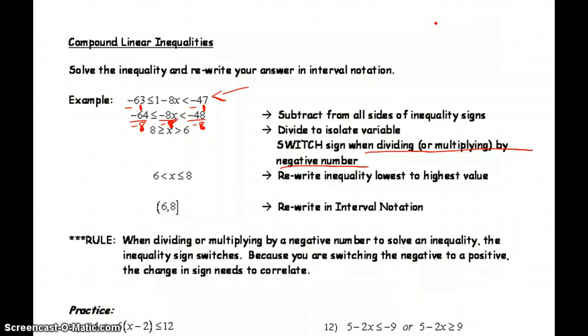So 8 greater than or equal to x greater than 6 is equivalent to 6 is less than x is less than or equal to 8. Because your starting boundary is at 6, but there's no equal sign, it starts with a parenthesis. Your ending boundary is 8. There is an equal sign, so it ends with a bracket.